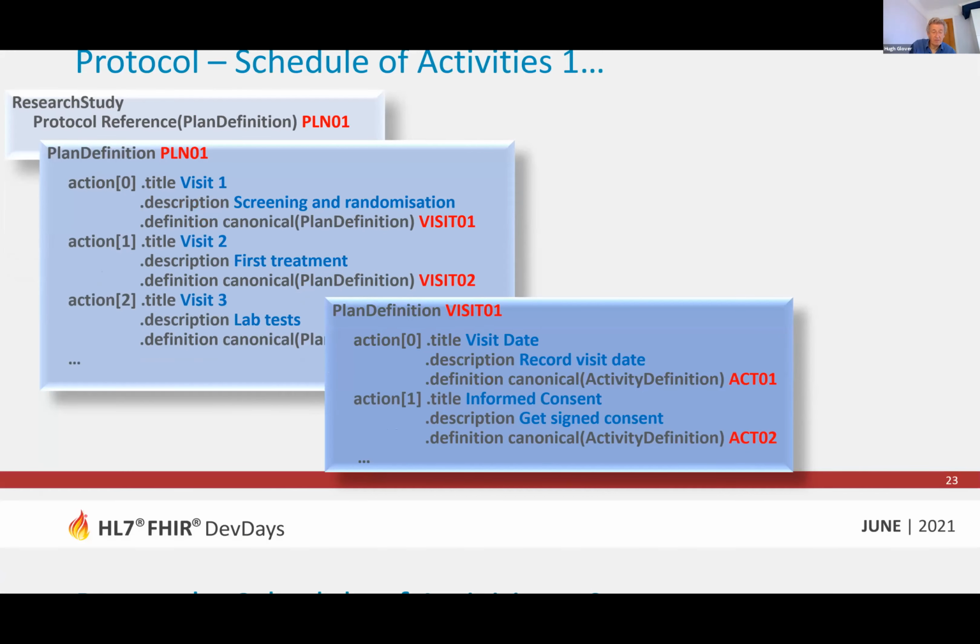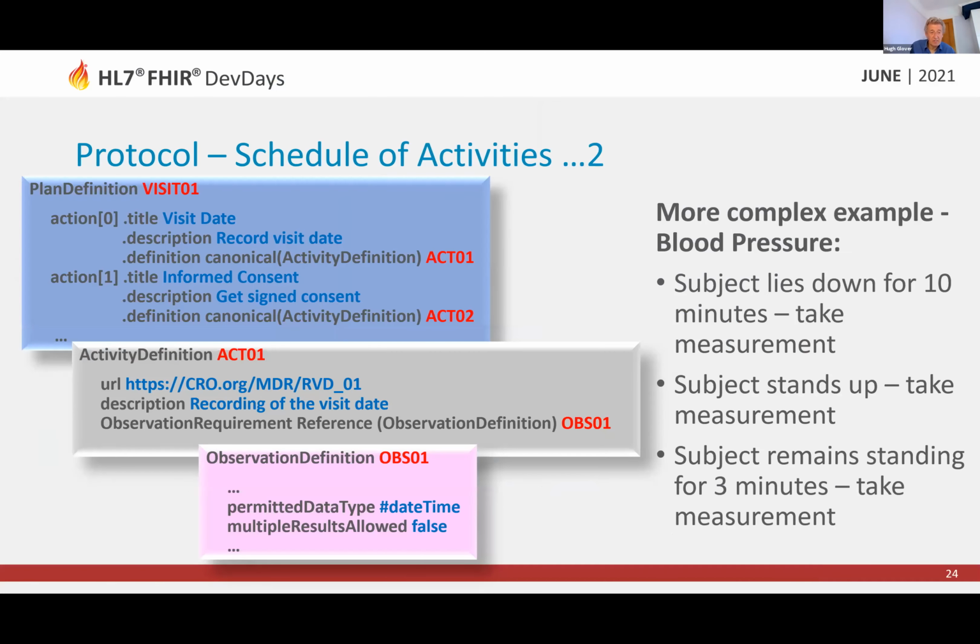So the first block here is the same one from the slide before, recording the visit date and get the signed consent. So recording the visit date is an activity definition. So you can then go to a reference to that, which will give you chapter and verse on exactly what that is meant to be. You've got a description for it, recording the visit date, and an observation definition that tells you what data type you've got to use for doing this and whether or not you can have multiple results. And there are a whole series of other attributes that you might well want to make use of in that.